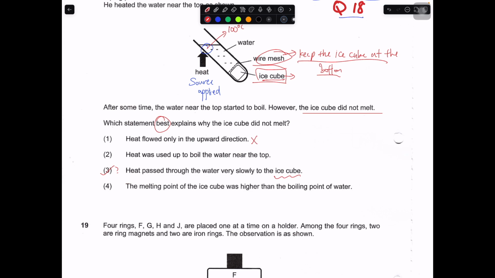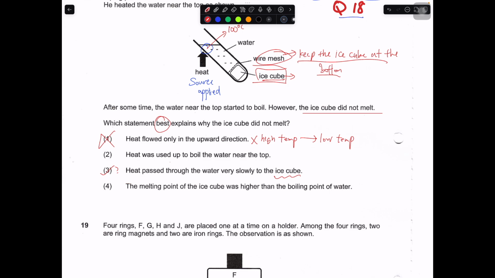Actually, this is wrong. Heat will flow in any direction, whenever there is a higher temperature to a lower temperature. So number 1 is straight away wrong. The heat will actually flow anywhere, including to the surrounding air. So this statement number 1 doesn't make sense. It does not answer why the ice cube did not melt.